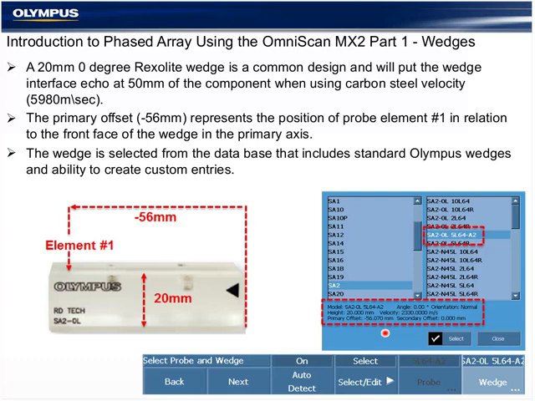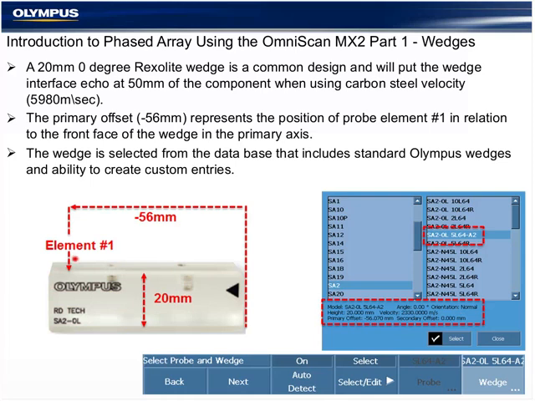So the software, upon selection of the wedge model and probe from the database, needs to know the angle, in this case 0, needs to know the orientation. This would be a design so that we could reverse the probe from elements 1 to 64 to elements 1 to 64.